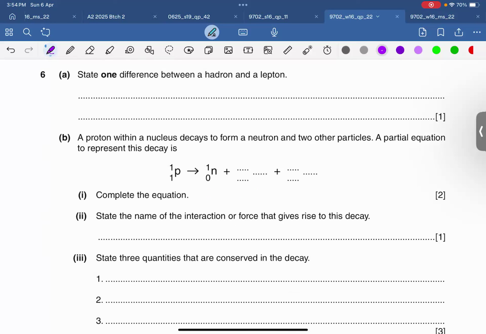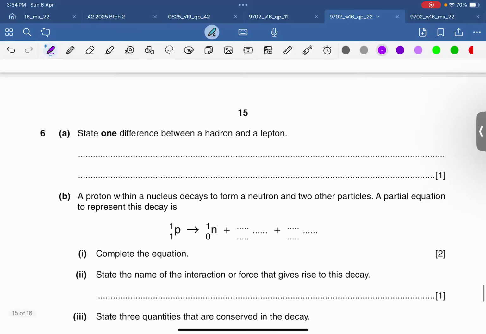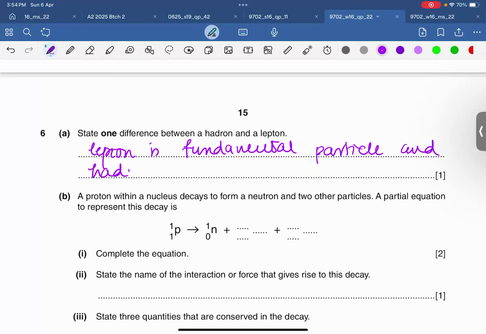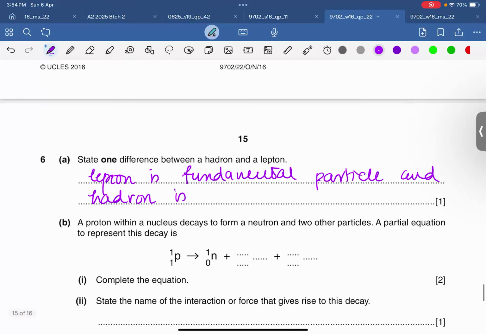ओके सो आगे आ जाओ भाई. अच्छा जी, पहले यहाँ पे, अबे यार ये पेन ही नहीं चल रहा, पता नहीं क्या हो गया. सो लेप्टॉन is fundamental particle and hadron is non-fundamental.